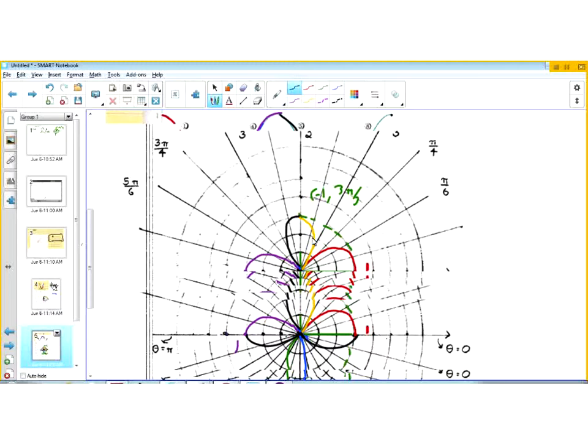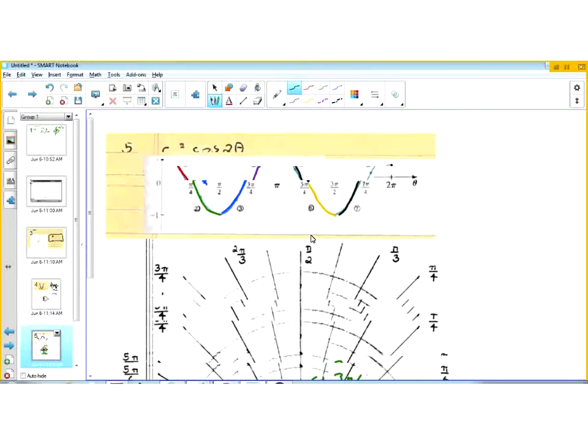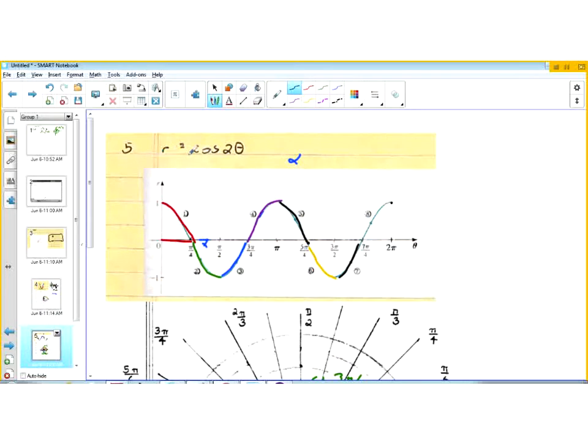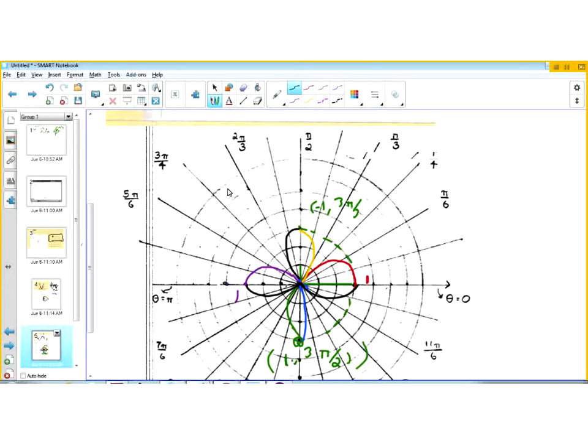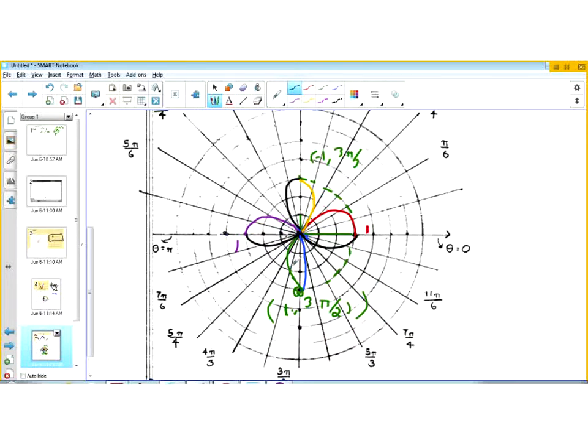All right, and so this is called a four-leaf petal, a four-petal rose. Anytime you have a modified period of a cosine or sine function, you're essentially going to end up with a four-leaf or a four-petal rose. This is called a rose, in which case we have four petals.